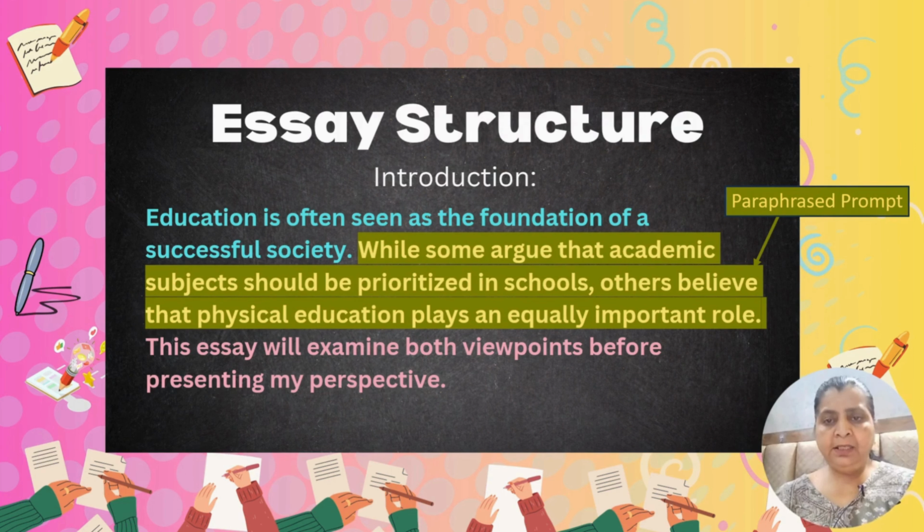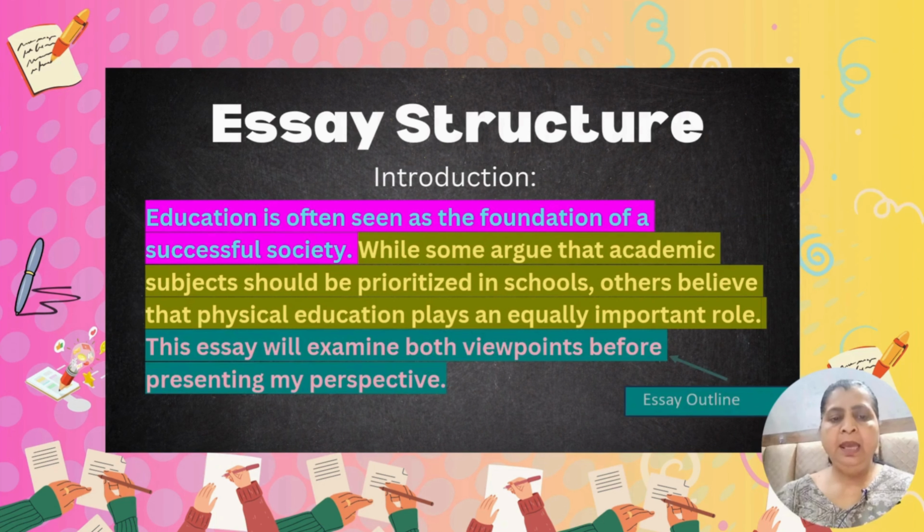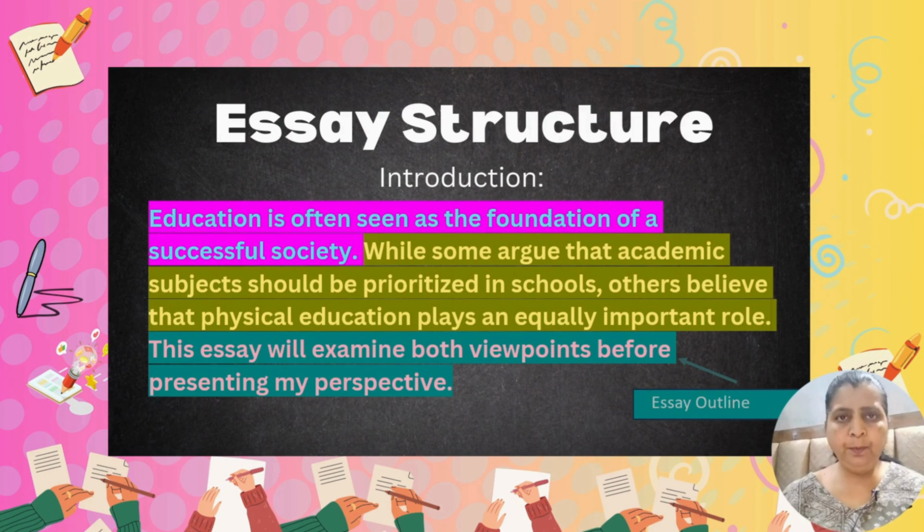The highlighted text in green is a paraphrase of the prompt. You can see it has been modified. The pink highlighted sentence is your stance. Okay? And the green highlighted sentence is the essay outline, what the reader should expect, what he's going to read in the given essay. I hope understanding the introduction was easy.